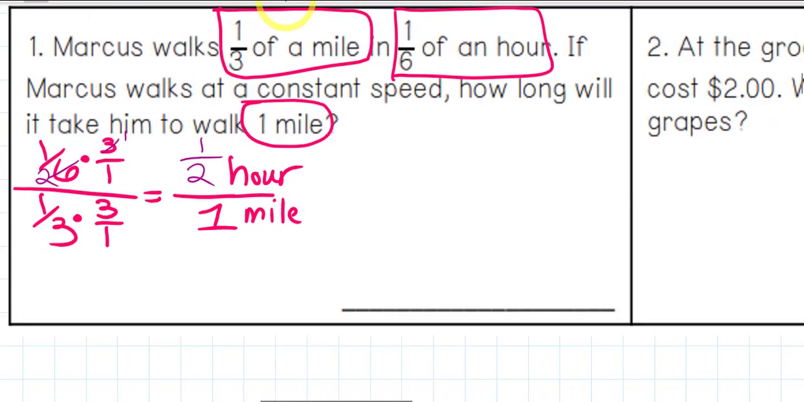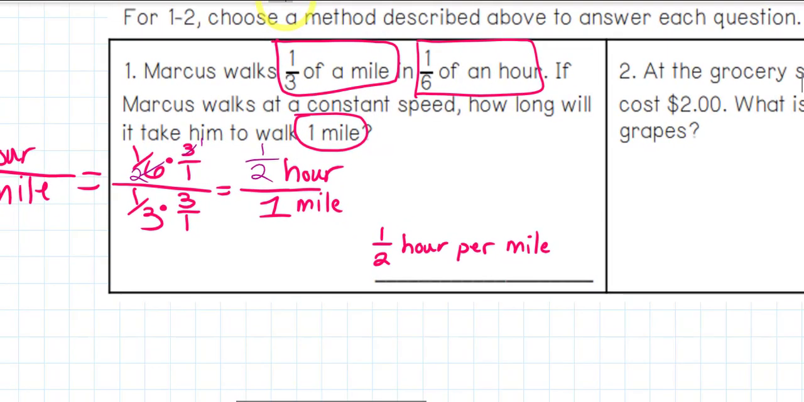And I would write this answer out as 1/2 hour per mile. So Marcus walks 1/2 hour per mile would be the correct way to end this.